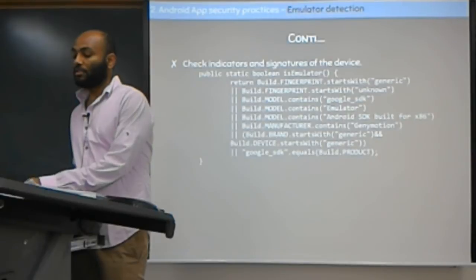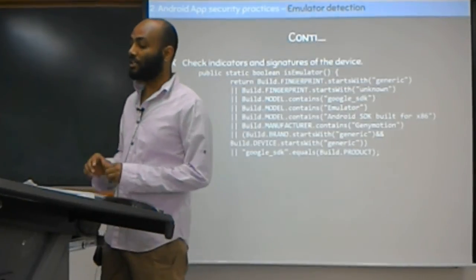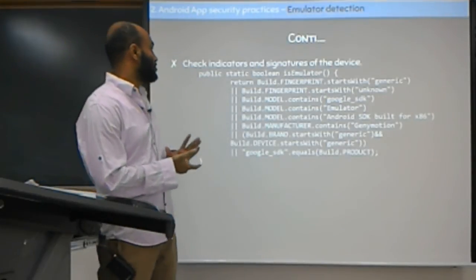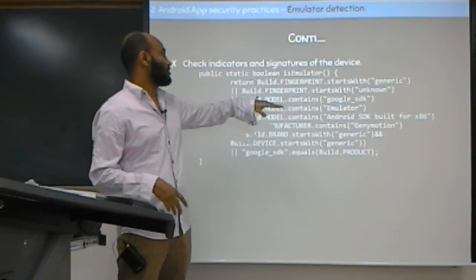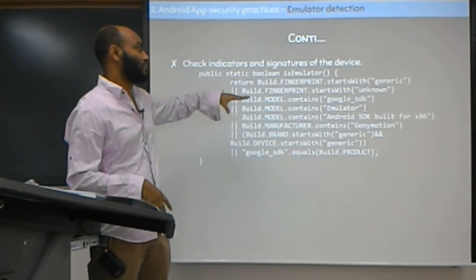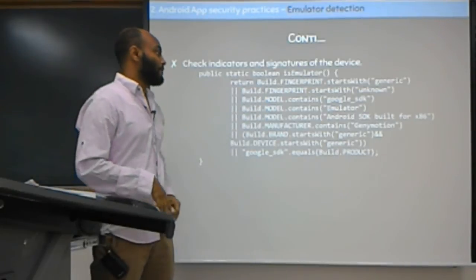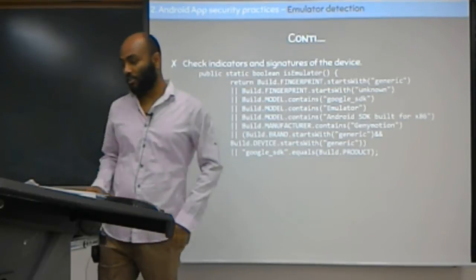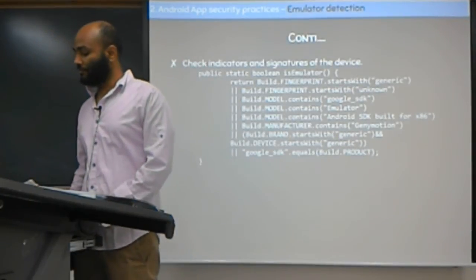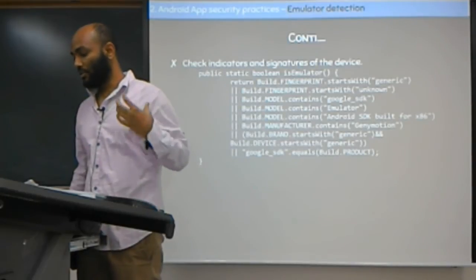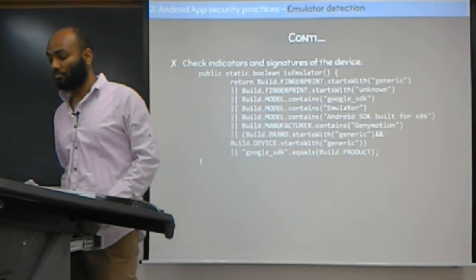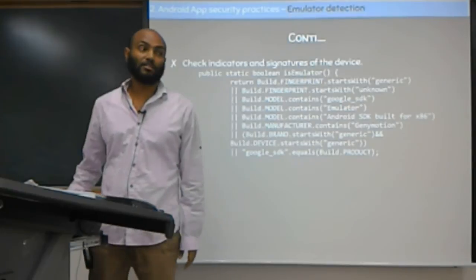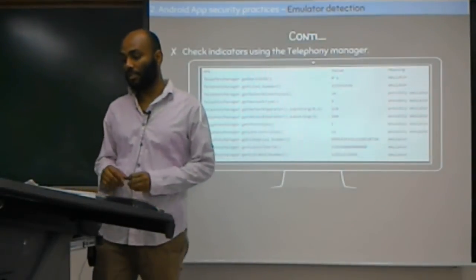The second one is checking the indicators and signature of the device. Emulators have their own signatures in names and indicators. If the fingerprint or the model contains Google SDK, emulator or generic, we can suspect that it's an emulator. So we can protect our application from the emulator. Mind that these methods can also be bypassed with hooking or rebuilding the application. So it's just a recommendation.